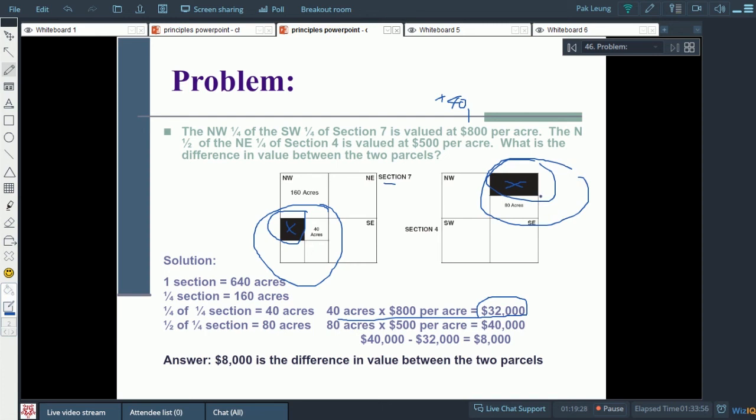And then they say the north half of the northeast quarter section is valued 504. So the northeast section is this section here. But they say the north half. So it's this whole thing here. So that's $500 per acre. So that's 2 of those here. So it's 80 acres times 500 is $40,000, right? 4万块. And then you say, what are they trying to ask me?